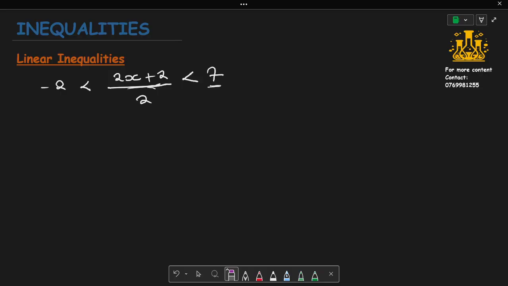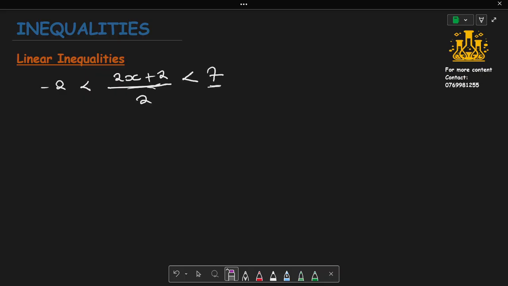So how do you go about solving this? Okay, so for you to solve this, what you need to do is apply the same rules that we apply when you're solving an inequality that just has one inequality sign. Okay, and let's try to solve this question.